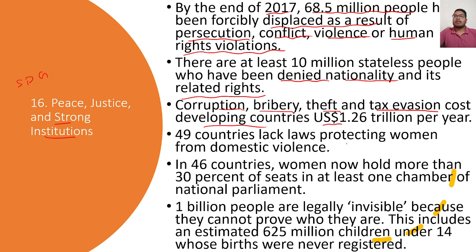49 countries lack laws protecting women from domestic violence. In 46 countries, women now hold more than 30% of the seats in at least one chamber of national parliament. 1 billion people are legally invisible because they cannot prove who they are. This includes an estimated 625 million children under age 14 whose births were never registered.